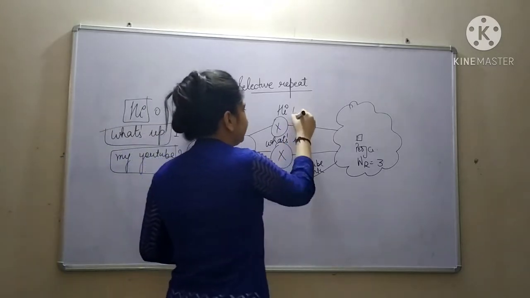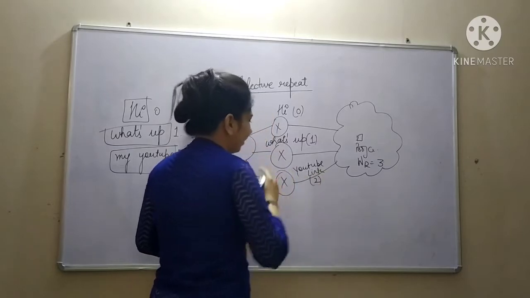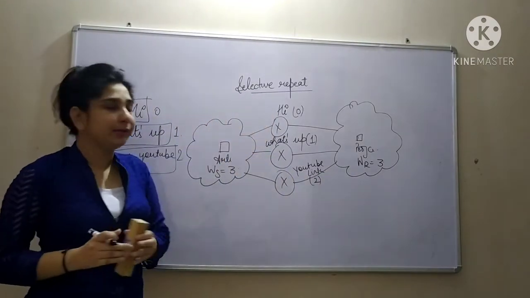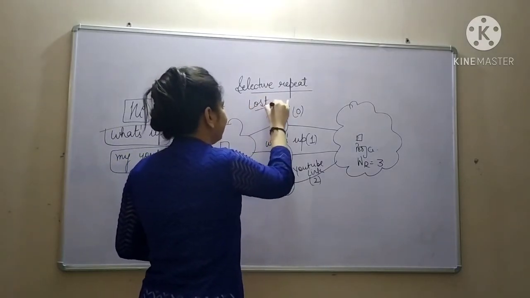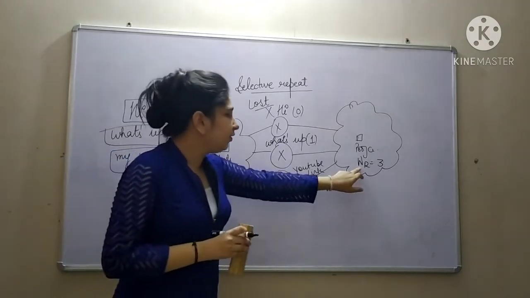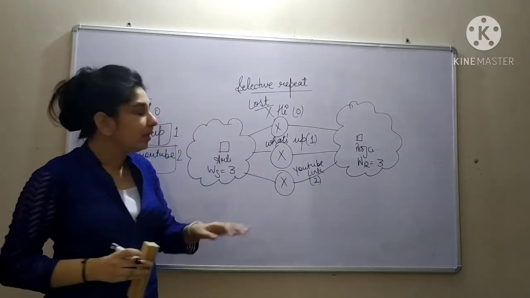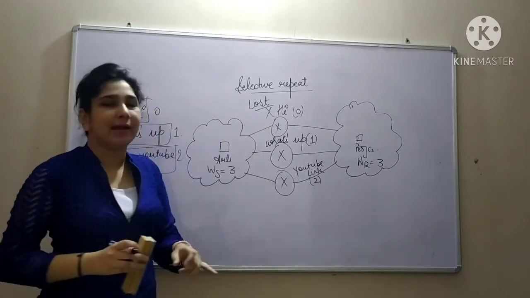So this is our packet 0, this is the first packet, and this is the second packet. So let's suppose my hi packet got lost. Now receiver window size is actually 3. Receiver can receive 3 packets at a time. So the first packet is lost.